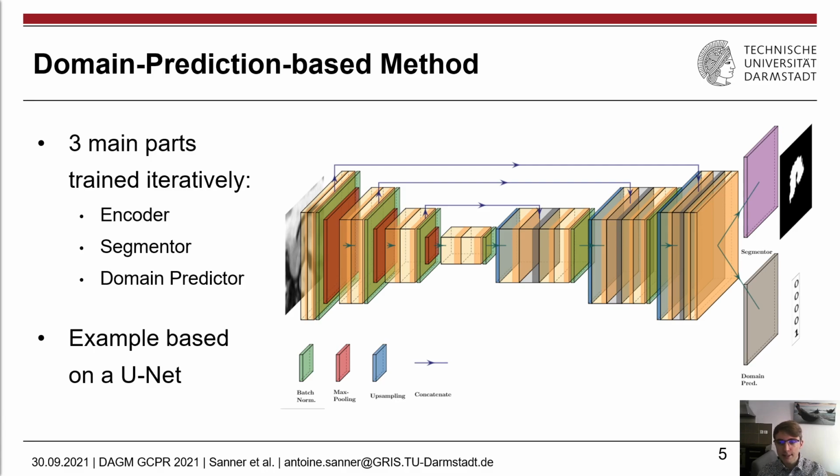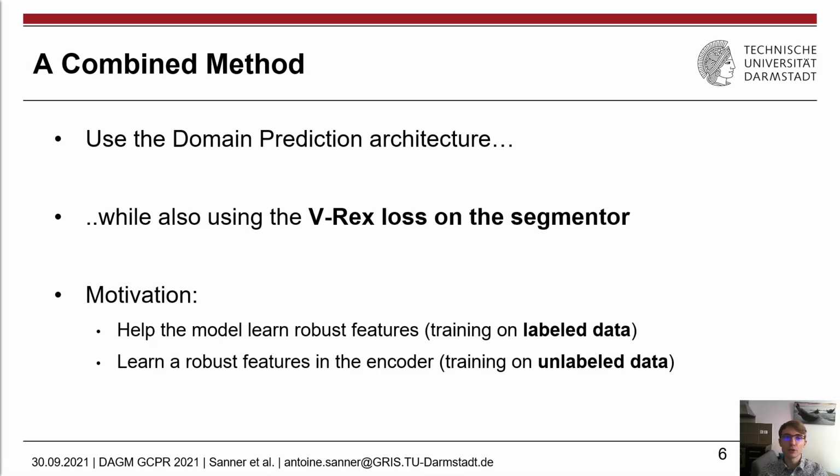The major strength of this approach is that you do not need any labels to find a harmonized data representation, as it does not involve the segmenter at all, and for each image you know which dataset it comes from. So this method is perfect for semi-supervised training. Now in our work, we also decided to introduce a combined method where we use the domain prediction architecture, but we also use the VREx loss on the segmenter to help the model learn robust features on labeled data, while also retaining the ability to train on unlabeled data.